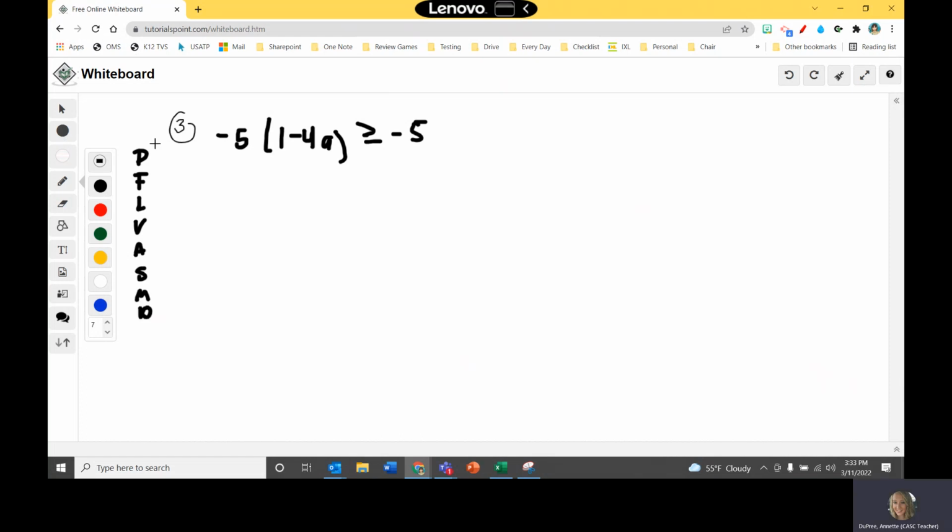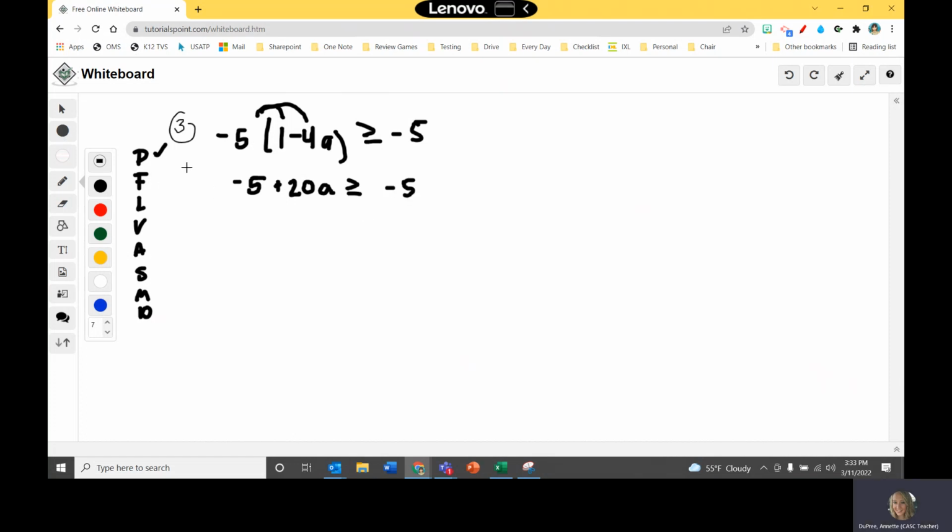Are there parentheses? Well, for this one, yes. So we're going to distribute that -5 to both things in parentheses. So -5 times 1 is -5. -5 times -4a is a positive 20a. All right, is greater than or equal to -5.